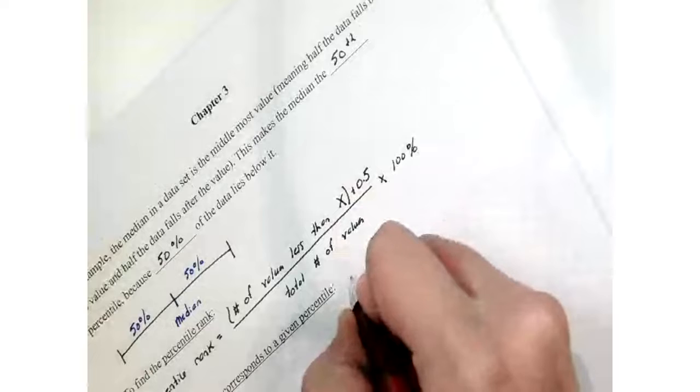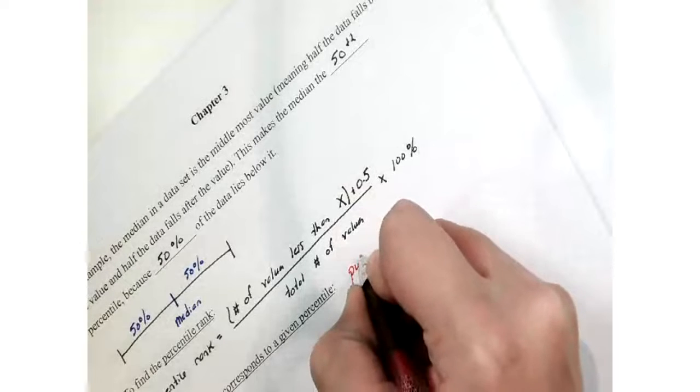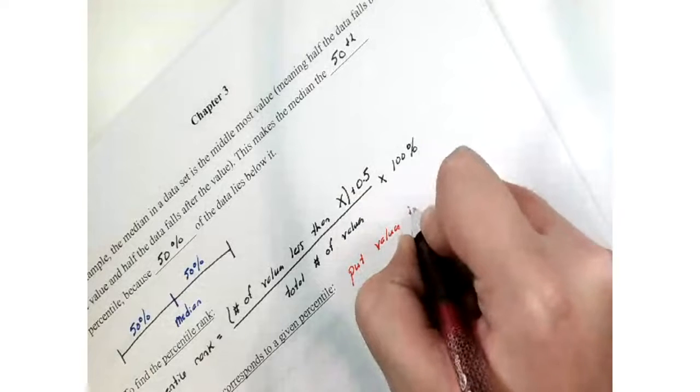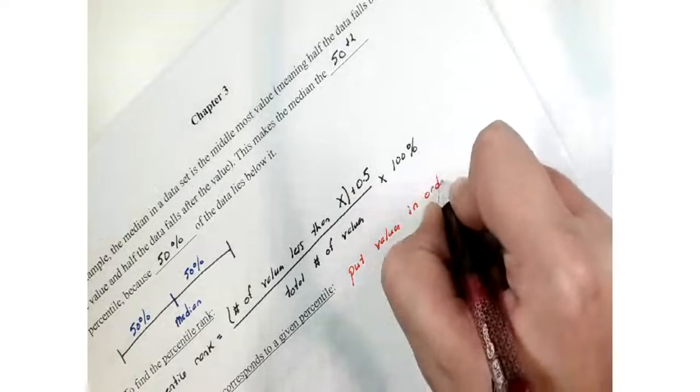Okay. So, the next thing we want to talk about is finding a data value that corresponds to a given percentile. This is going to be a little different. The first thing I'm going to tell you to do before we begin is put your values in order, ascending order, from smallest to largest. That'll help you in a second, and you'll figure out why.